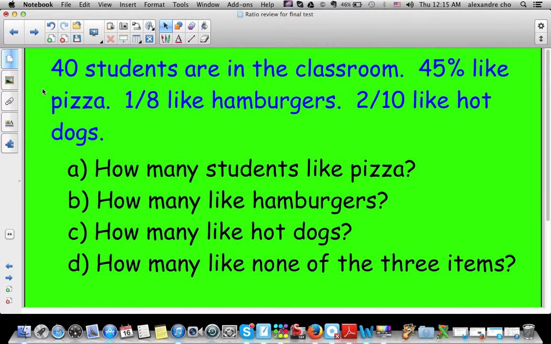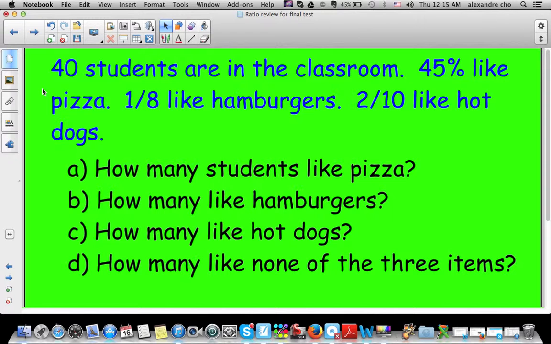All right, so let's go. Start with this one. Okay. 40 students are in the classroom. 45% of them like pizza. 1/8 of them like hamburgers, and 2/10 like hot dogs. So question A: how many students like pizza? Question B: how many like hamburgers? C: how many like hot dogs? And D: how many like none of those three items?